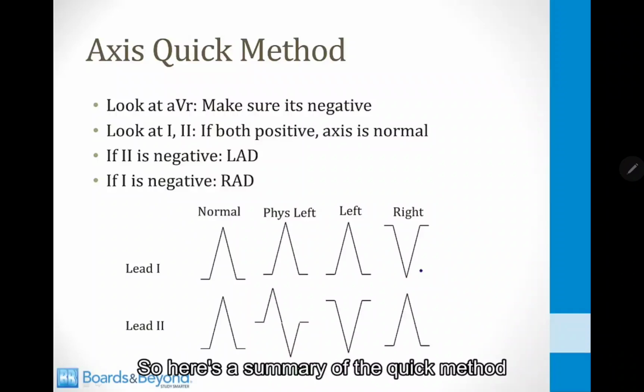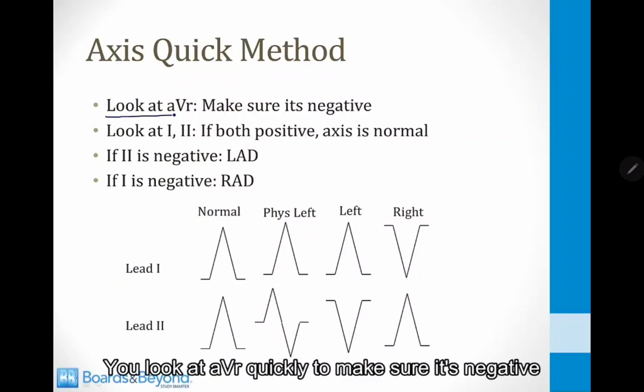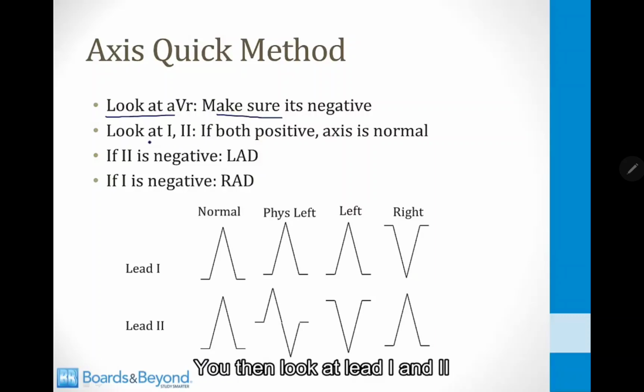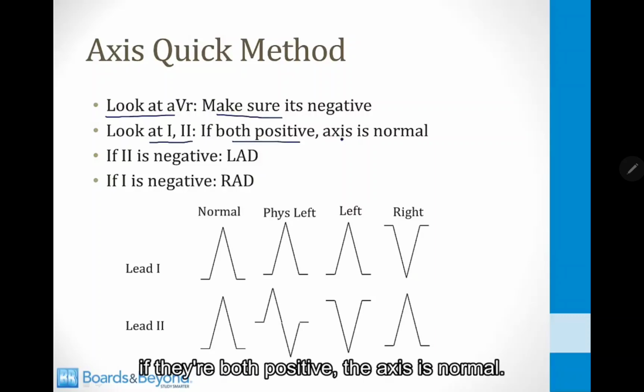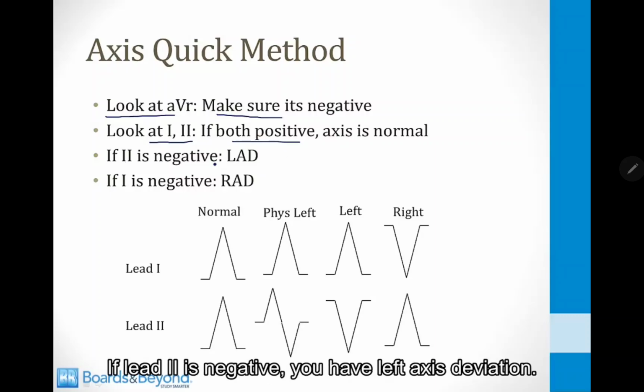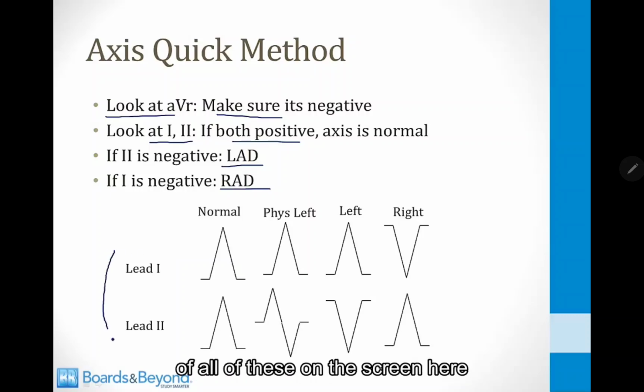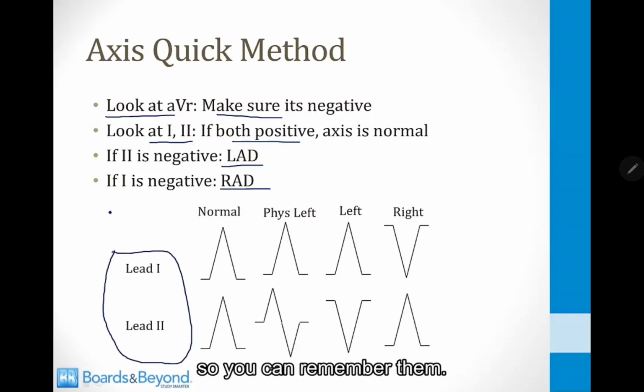So here's a summary of the quick method, which is what most cardiologists I know use in actual practice. You look at AVR quickly to make sure it's negative, which tells you the leads have been placed properly. You then look at lead 1 and 2. If they're both positive, the axis is normal. If lead 2 is negative, you have left axis deviation, and if lead 1 is negative, you have right axis deviation. And I've shown you the shapes of all these on the screen here so you can remember them.